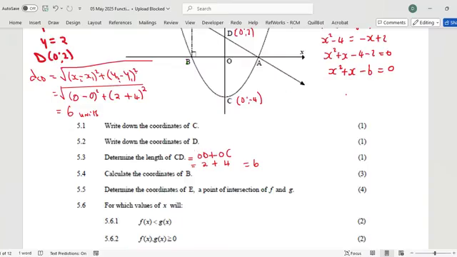Factorize. Let's factorize. We are looking for the factors of x squared, that is x and x. We are looking for the factors of 6, that is 6 and 1, and also 2 and 3. So we write x there, we write x there.